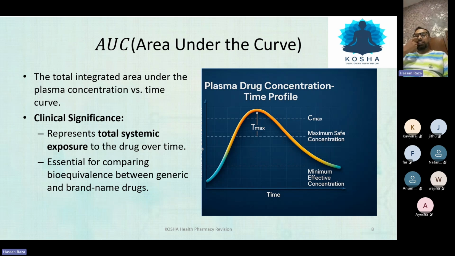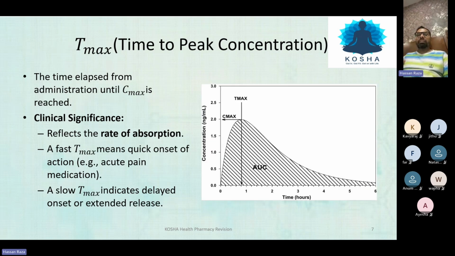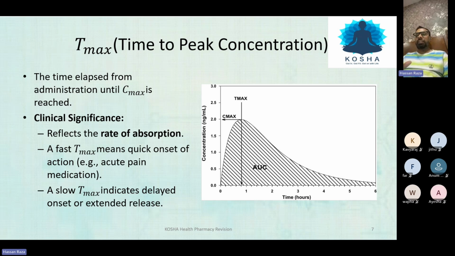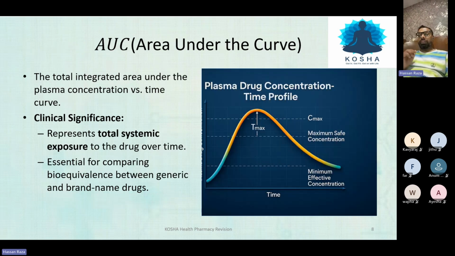And now, what is area under curve? I'm just defining all these parameters. Then on later slides, I will calculate these parameters as well. Then what is area under curve? Area under curve is basically this area. It's a graph which we plot of concentration against time.